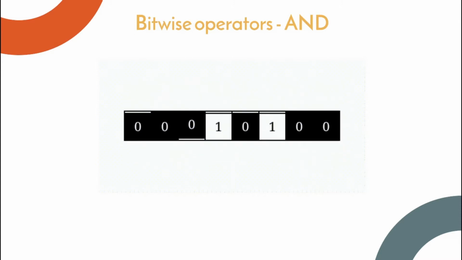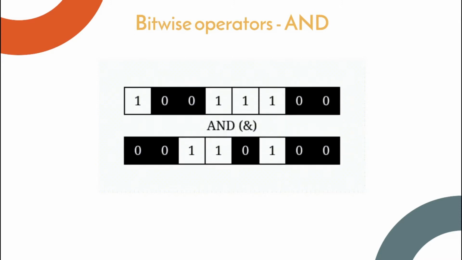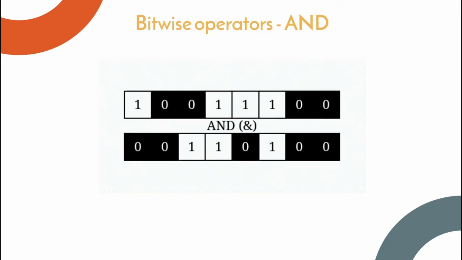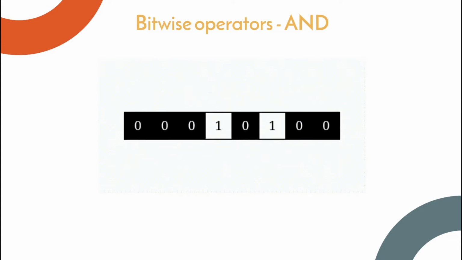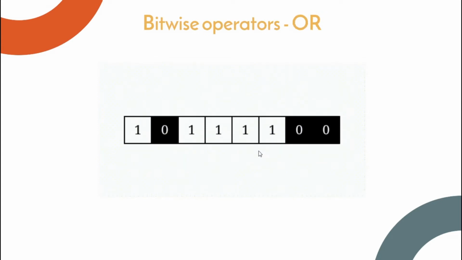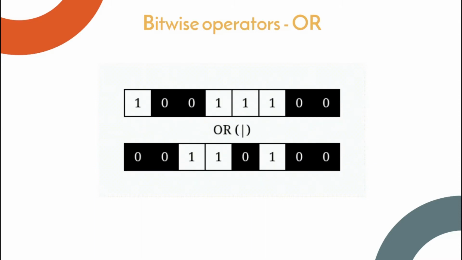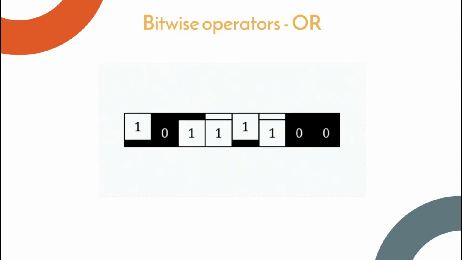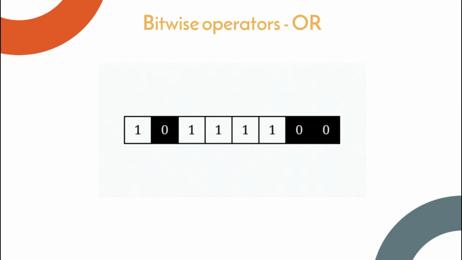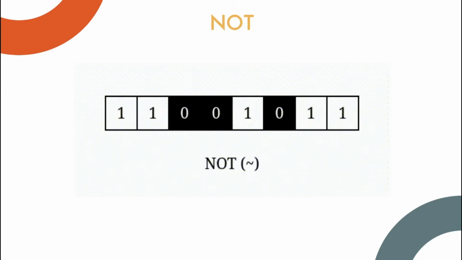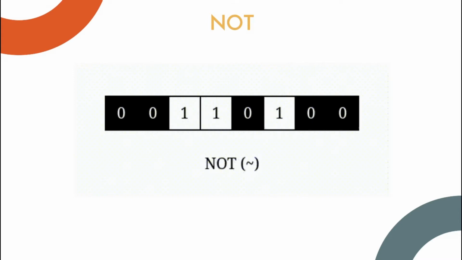If we perform an AND operation between two pixels, the output pixel will be white if and only if both pixels are white, and it will be black in all other cases. Now, if we perform an OR operation between two pixels, the output pixel will be white if one of the pixels is white, and it will be black only when both pixels are black. Coming to the NOT operation, it is a unary operation. It basically inverts the pixel from white to black and black to white.